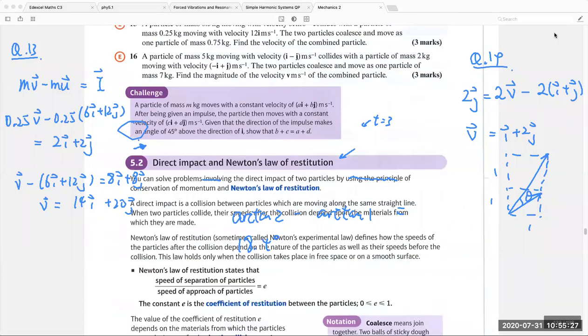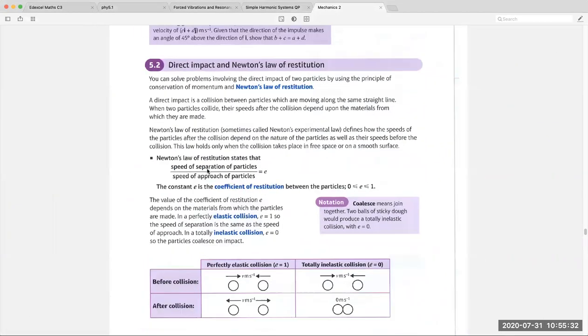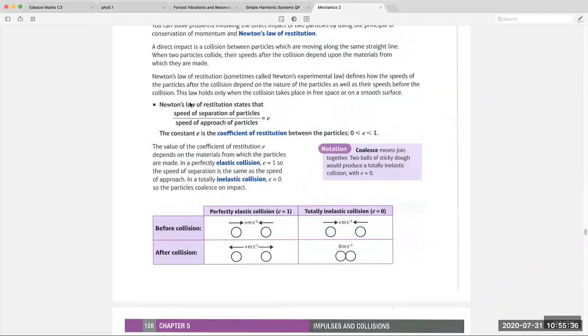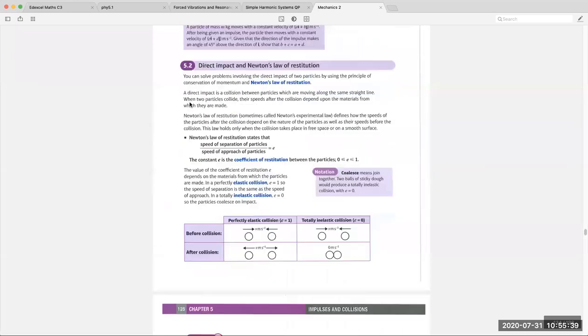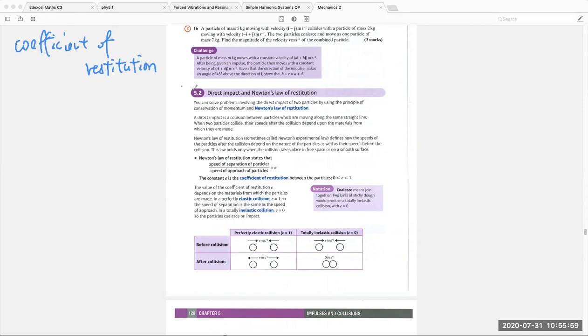This is about the coefficient of restitution. Although we have learned it in physics also, we didn't explicitly need to use this concept in the GC physics exam. But let's see how we define this coefficient. So the coefficient of restitution.